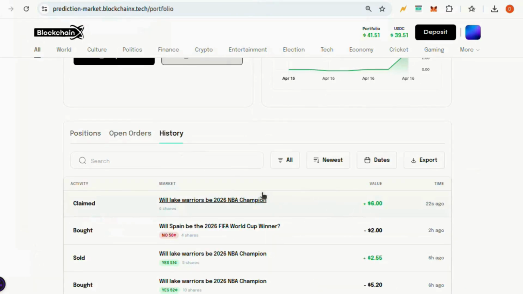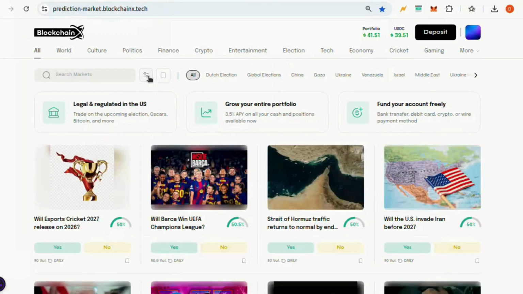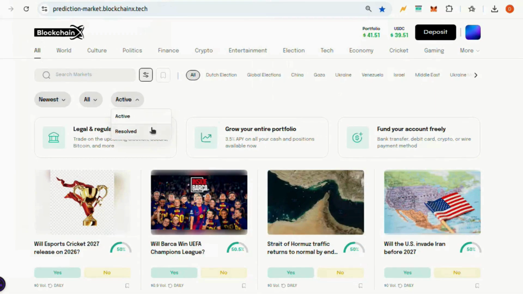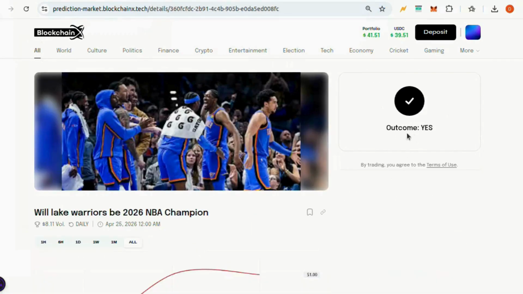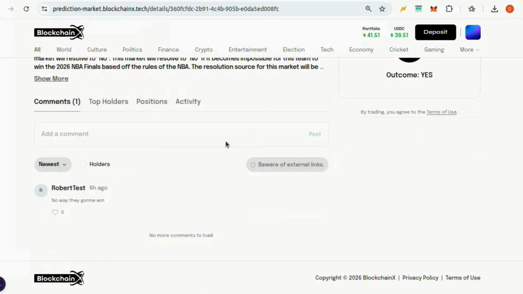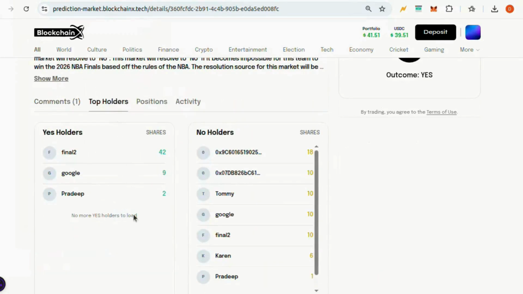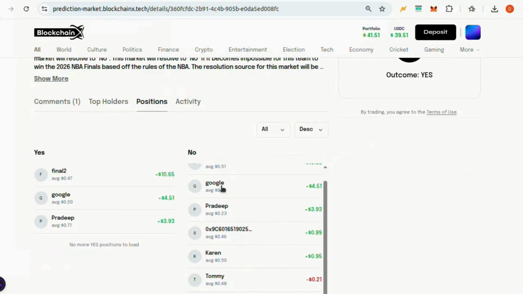In the market's dashboard, users can use the filter option to refine their view. By selecting the resolved filter, users can view all markets that have already been completed and finalized. Once redeemed, the shares are burned, and the user is removed from the top holders list.